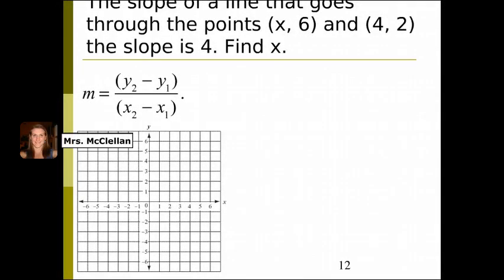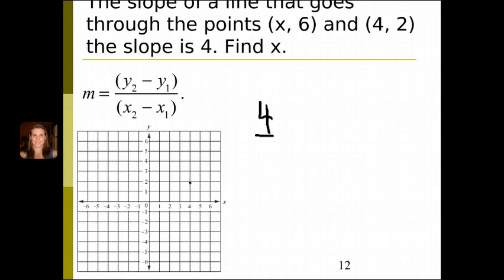Now we are going to use the slope of a line, which is 4, and the points (x, 6) and (4, 2) to find the missing value of x. The first thing I'm going to do is plot a point at (4, 2), so we will go over 4 from the origin and up 2. Then we will use the slope of 4 to get the next point.